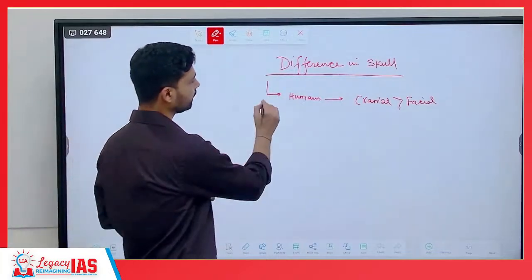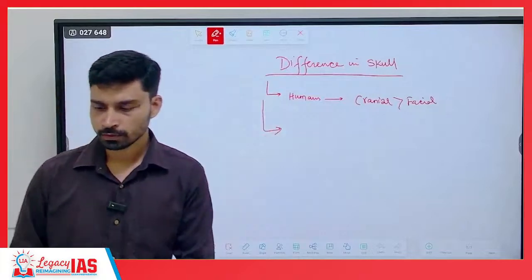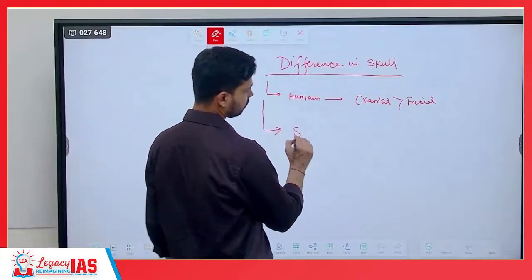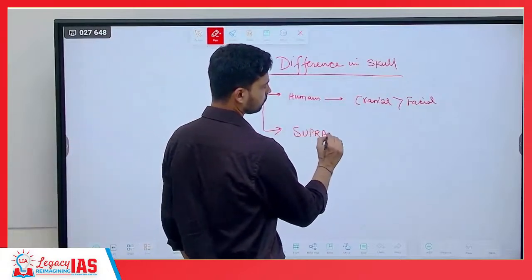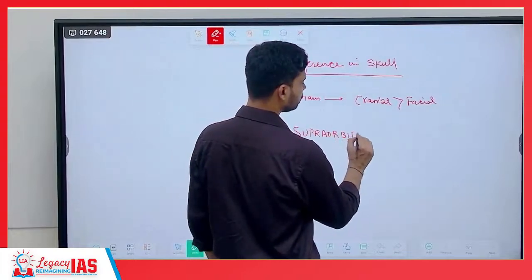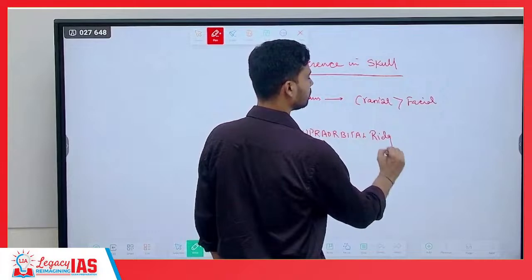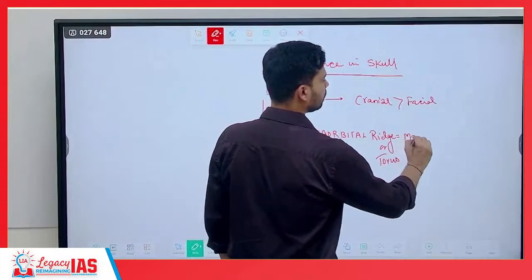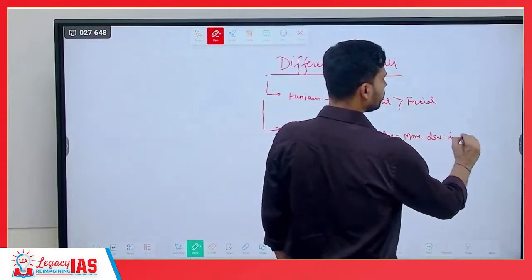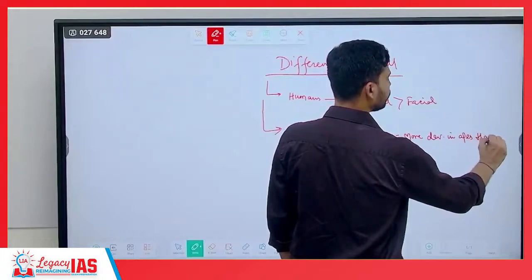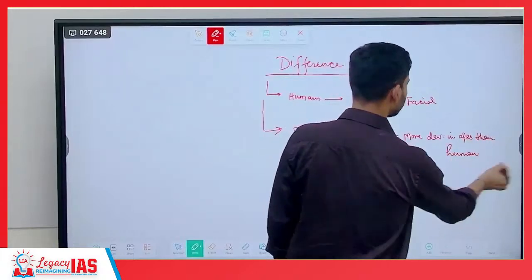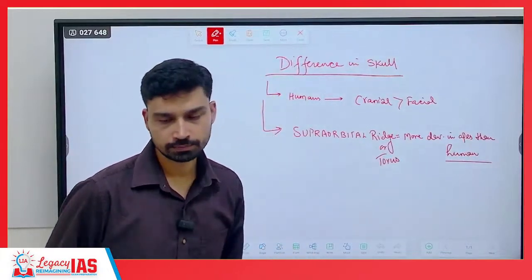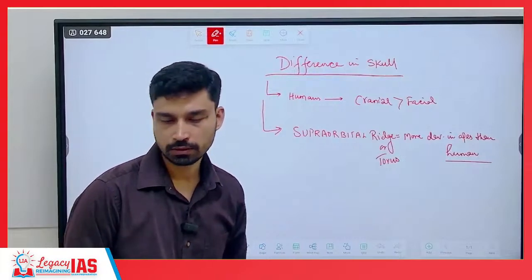Then the second point: the supraorbital ridge or torus is more developed in apes than humans. That we have seen in the diagram itself. The supraorbital ridge or torus, more developed in apes than humans.